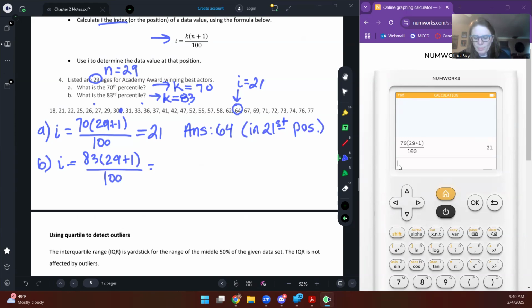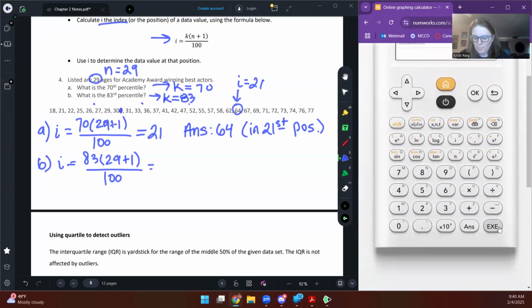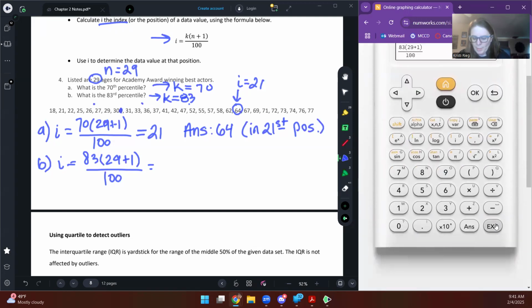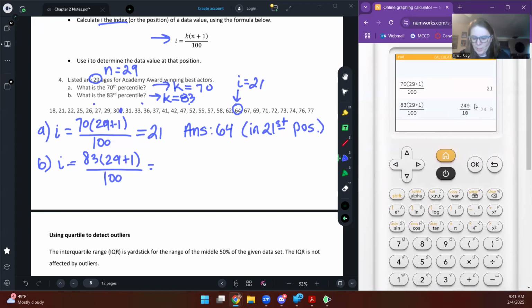So I'm down here in the new entry line. If I go up and over to the last problem, I can just hit enter and it pasted it for me. And the reason I would want to do this is I could just go to the 70, delete it, and type in 83. Just a little bit faster when you're doing the same type of problem over and over again. You don't have to do that. I just like to copy paste. Okay, so then we get our answer is 24.9.